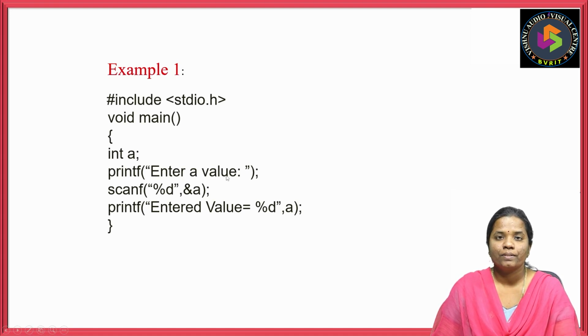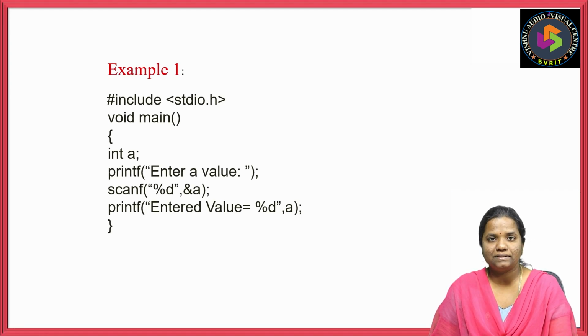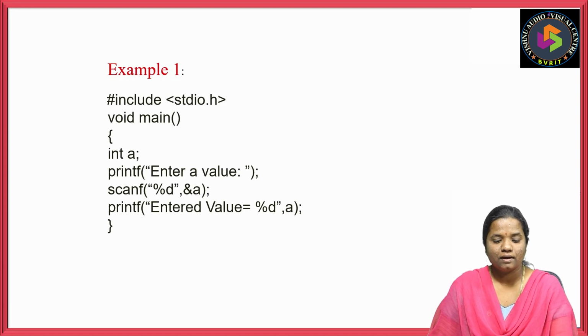Enter a value. I am reading the a value from the keyboard by taking the support of the scanf function: percentage d comma ampersand a. Here percentage d is the format specifier for the integer data type. Ampersand a always refers to the address that holds the value of a. That is the reason in the scanf function we have to place the ampersand symbol before the variable name.